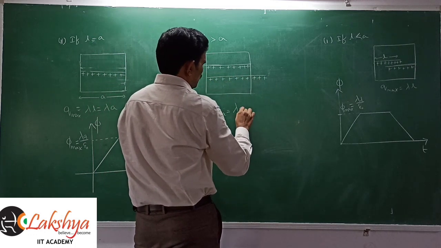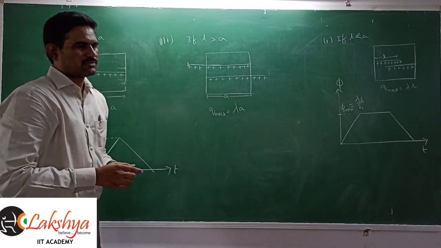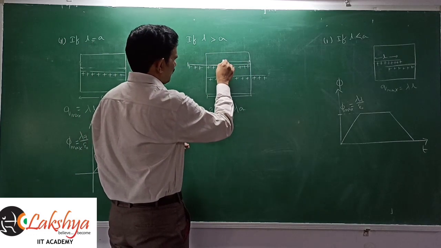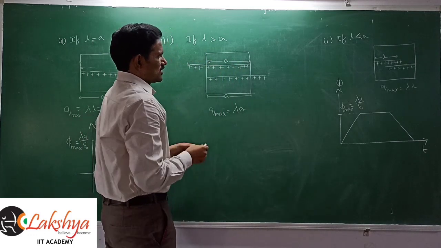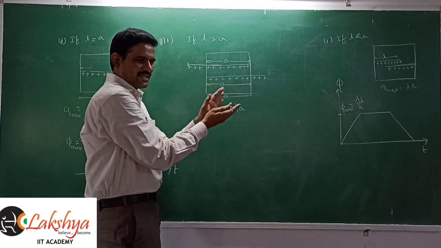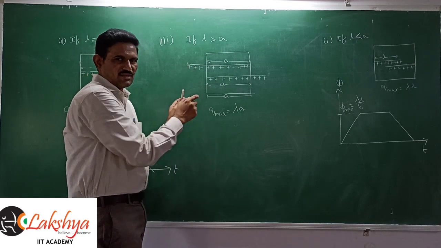So this Q maximum is lambda A, here A is the side. Got it? So this charge, whatever the charge here, that remains same. So that lambda A and this also lambda A. So for this entire period of time, from this instant to this instant, is it clear?